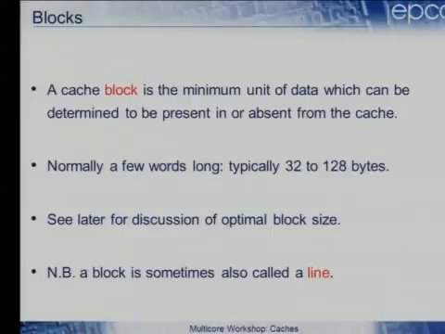So the terminology is, as I said, even if you want to read a bit, you don't read a bit, you read a lot of data, and that's called a block or a line. So we talk about the cache block size, the cache line size. Typically, these are of order 32 to 128 bytes. I think on the Interlagos it's 64. I can't remember if it's 64 or 128.